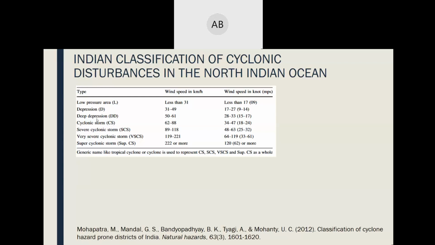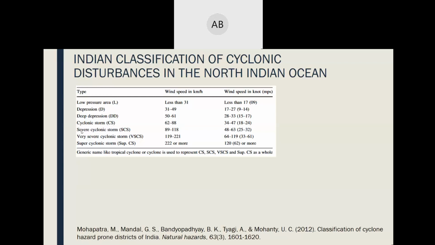And then next is the deep depression. Then from here you can say it is a cyclonic storm. In order for it to be a cyclonic storm, it has to be in the category of 34 to 47 knots in the ocean. And on land, we have to call it a cyclonic storm when it is around 62 to 88 kilometers per hour.